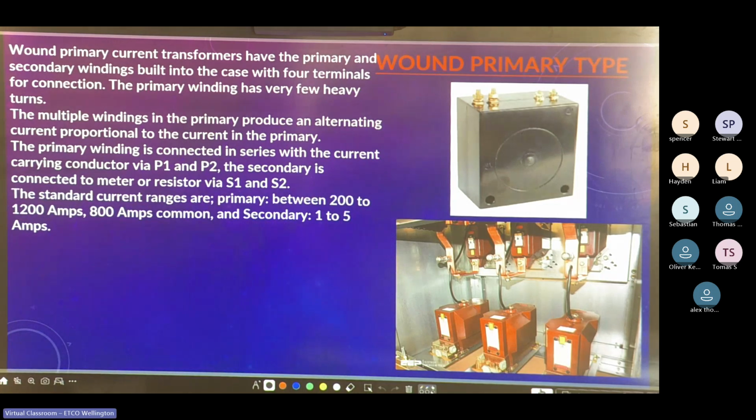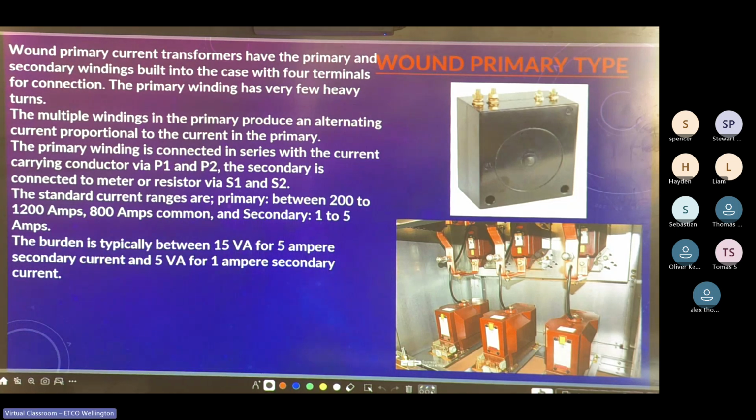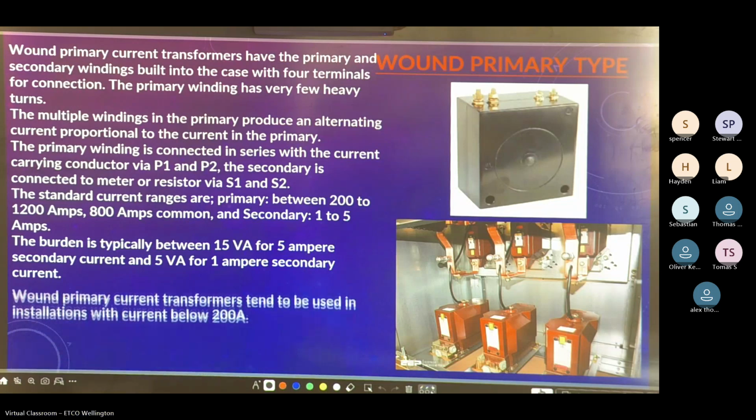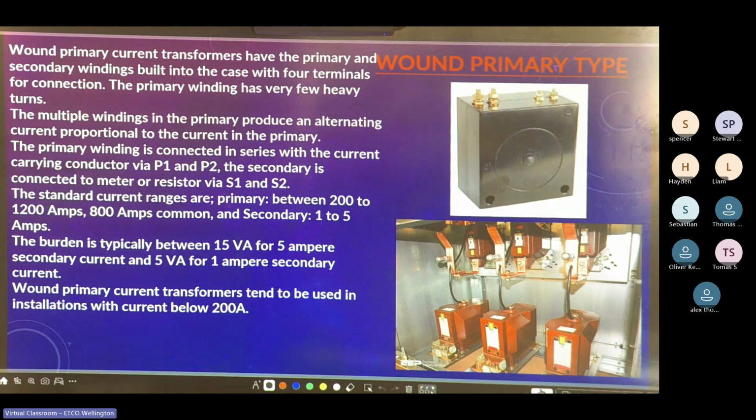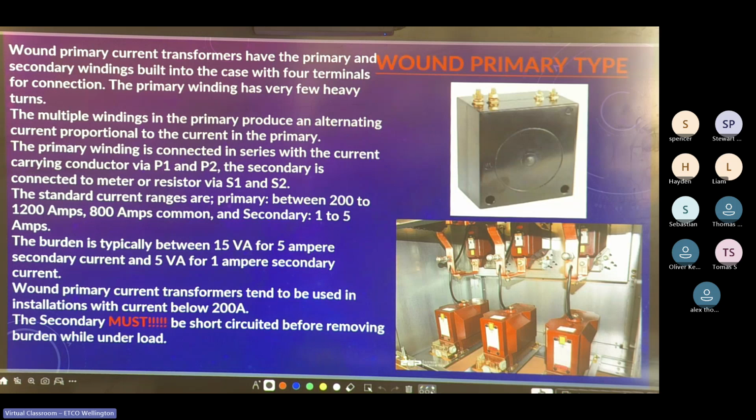The standard current ranges are primary between 200 to 1200 amps, 800 amps is common, and secondary 1 to 5 amps. The burden, again, is typically between 15 VA for 5 amps secondary current, and 5 VA for 1 ampere secondary current. Wound primary current transformers tend to be used in installations with current below 200 amps. And the secondary must, again, be short-circuited before removing the burden while under load.